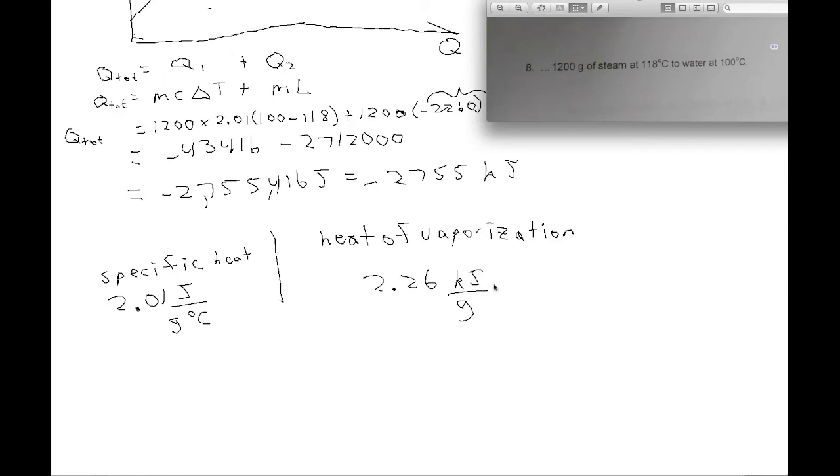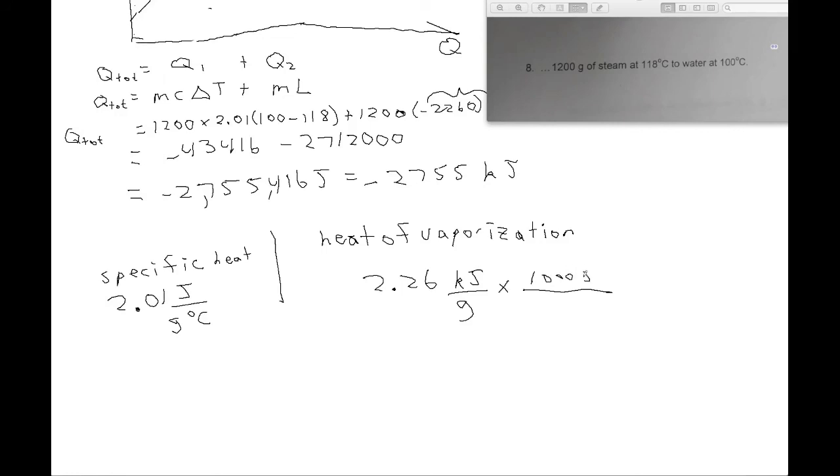So how would you put this into joules? You multiply it by 1,000. Yeah, formally, what's the unit conversion you're doing? What conversion ratio are you using? You're using 1,000 joules per 1 kilojoule. And then when you did that, you would get 2260 kilojoules.